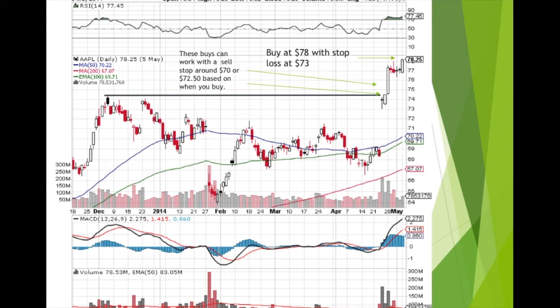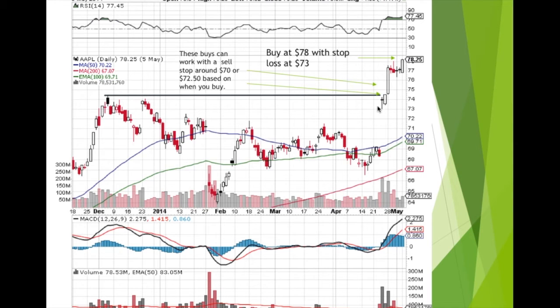Let's take a look at Apple now from 2014. So here's a daily chart, May 5th, 2014, and you see it gaps up here. The next day takes it out. The next day, a huge day higher. Then a very orderly consolidation here. So there's a few different days you could buy it.